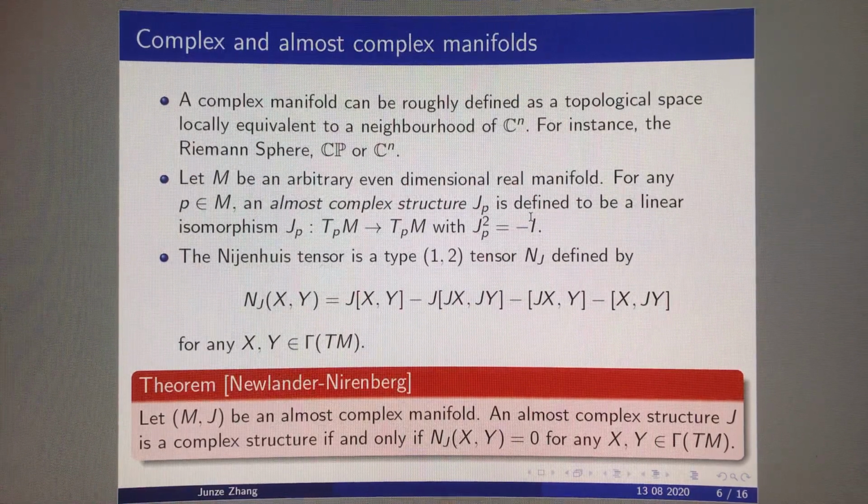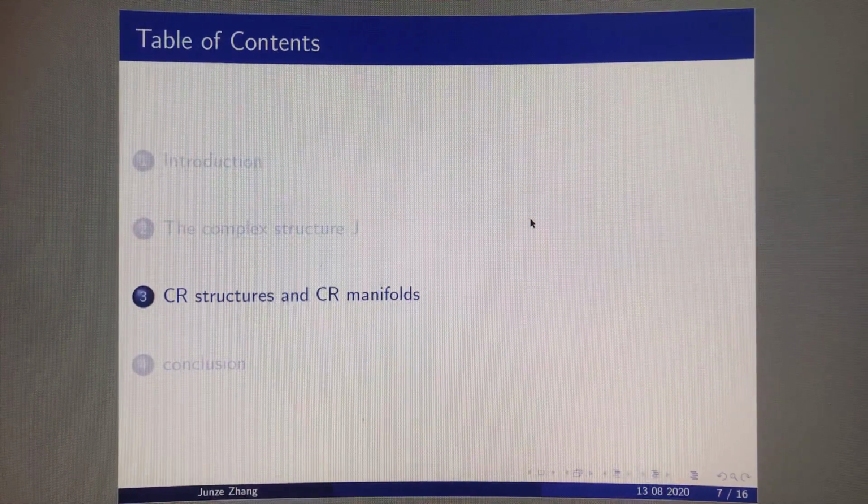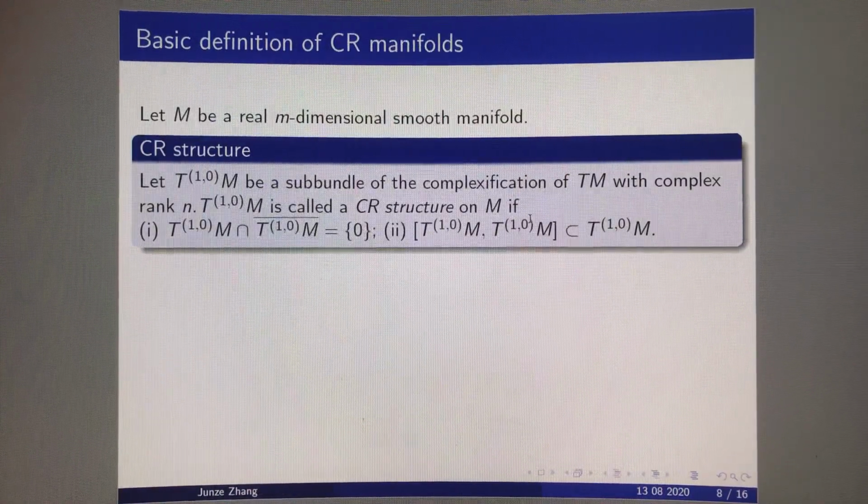With those definitions and terminologies, we can give an abstract definition of the CR structure and CR manifolds. Let's first look at the definition of CR structures. Let M be an m-dimensional real manifold, and T10M a subbundle of the complexification of the tangent bundle. So T10M is a complex subbundle, and it has complex rank n. For this complex subbundle to be a CR structure, it has to satisfy the following conditions.